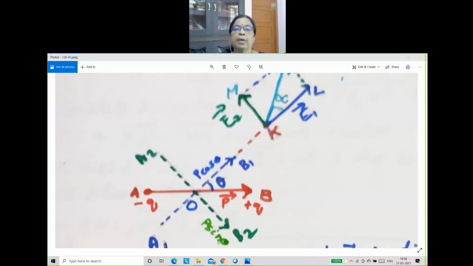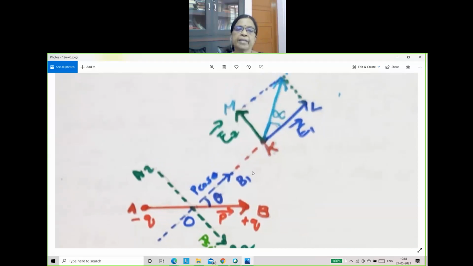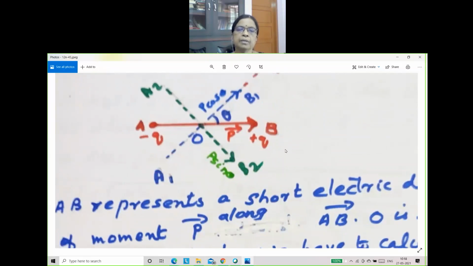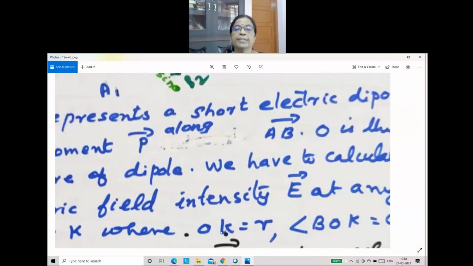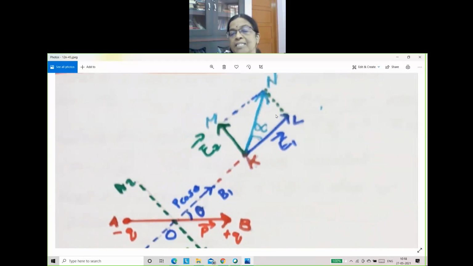Now we are representing along the axial line. When K lies along the axial line of A1B1, it gives an electric field intensity E1. What is its magnitude? We are considering a short dipole. In that case, along the axial line, E1 = 1 by 4 pi epsilon 0 into 2p by r cube. That equation we are taking.